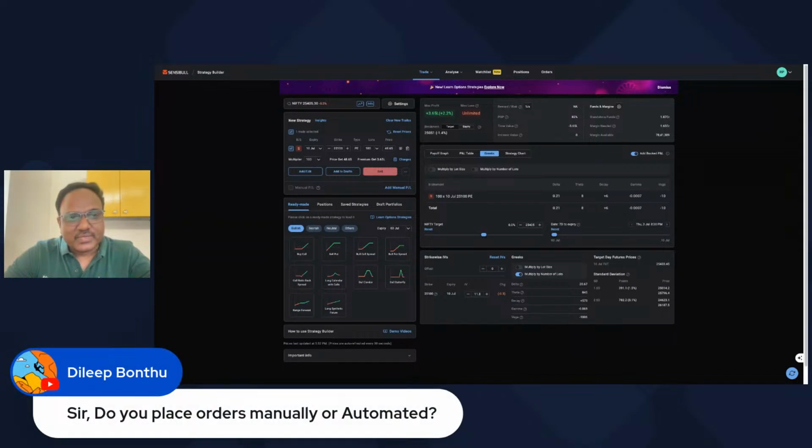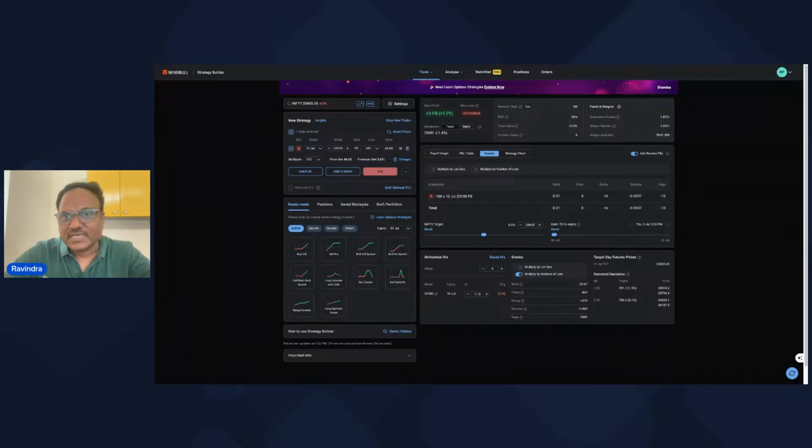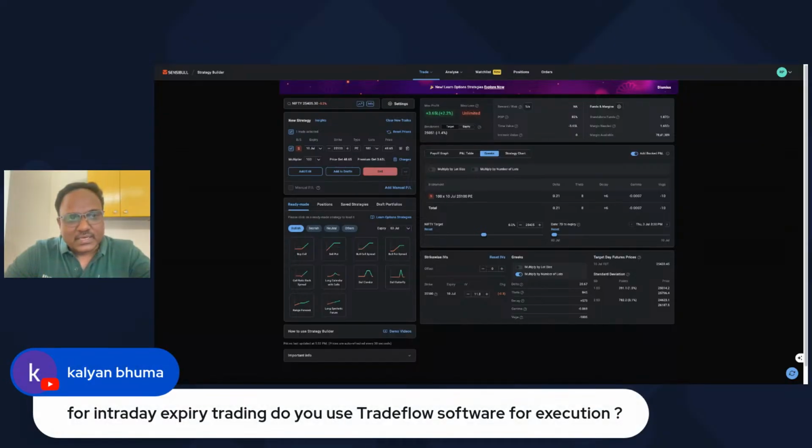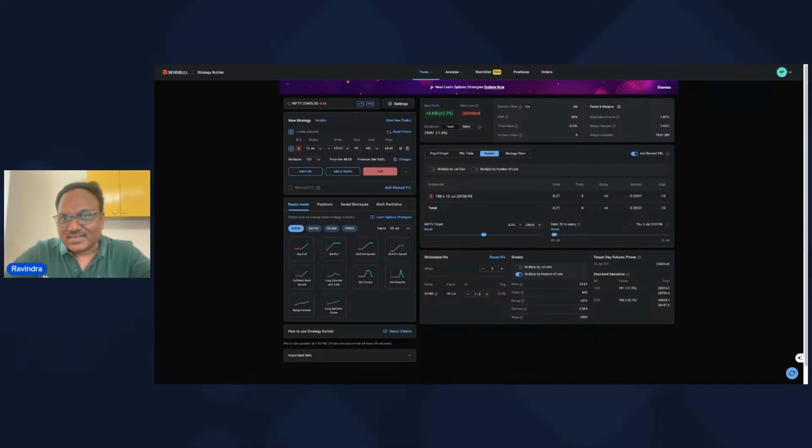So do you place orders manually? I use TradeFlow, especially for intraday, but all the stock options I do manually. For intraday expiry trading, do you use TradeFlow? Yeah, absolutely. I think Kalyan got it right. So I use TradeFlow.